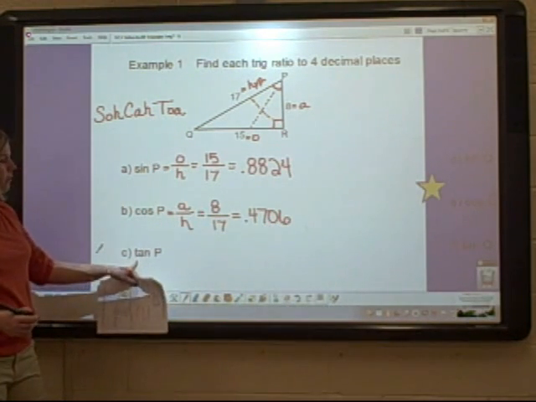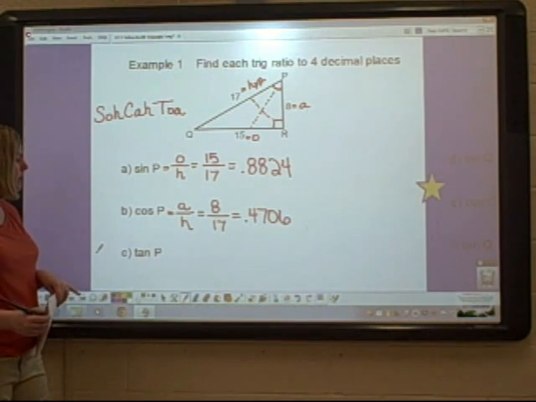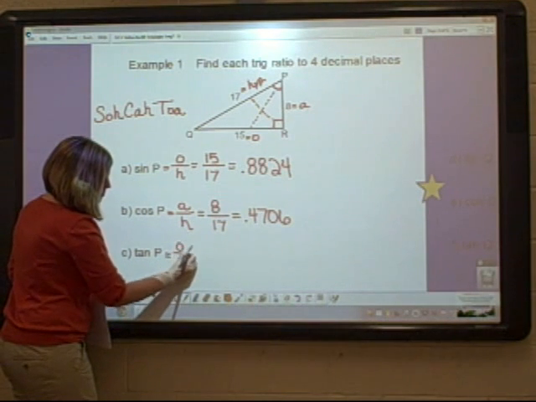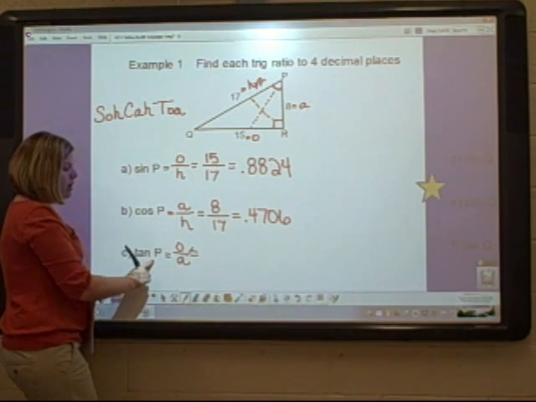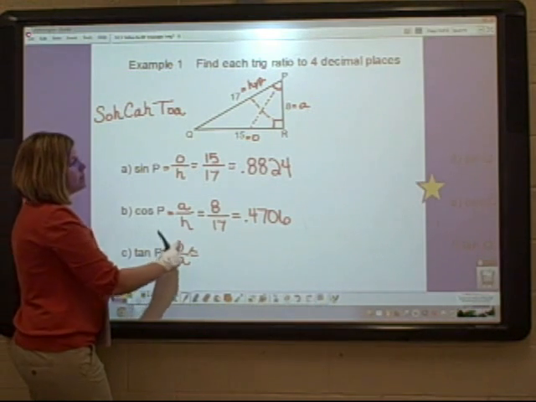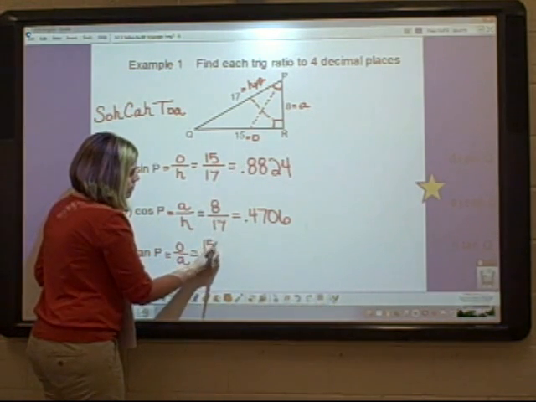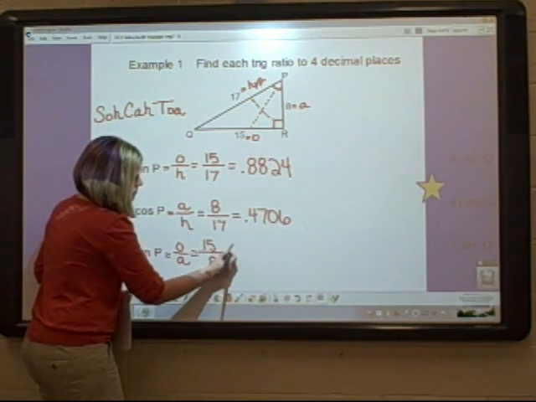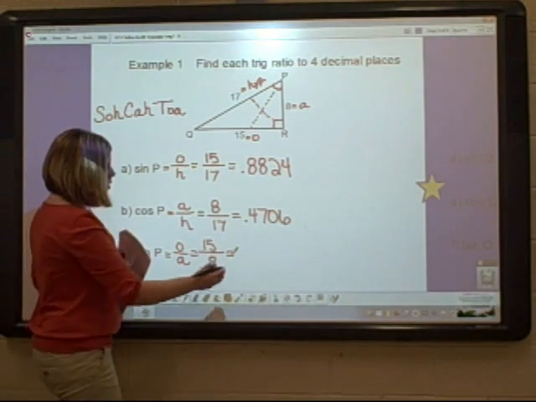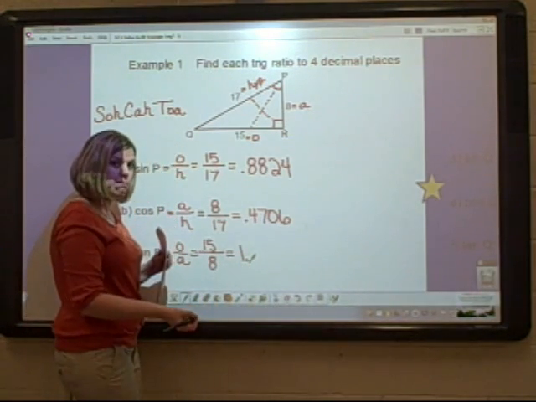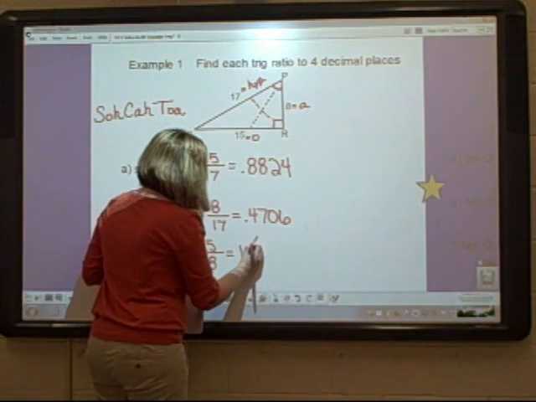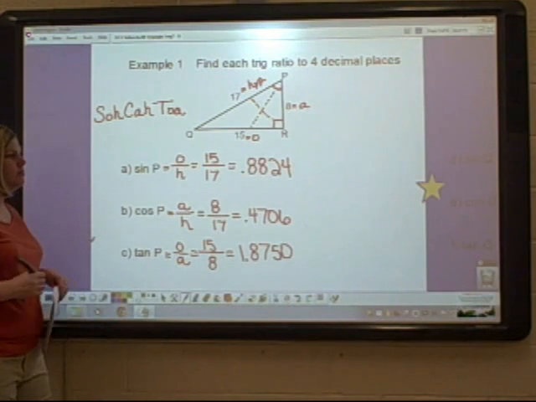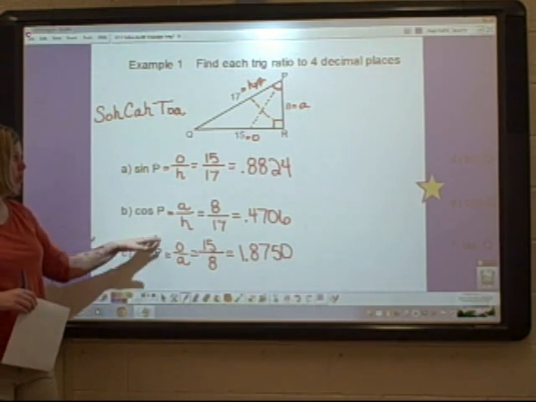And the last one that I want to find is the tangent of P. Tangent is O over A. And we're still talking about angle P. My opposite side is 15. My adjacent side is 8. And if I divide that out, I get 1 point, I still need to go 4 past the decimal point, 8750. And those would be my trig functions for angle P.